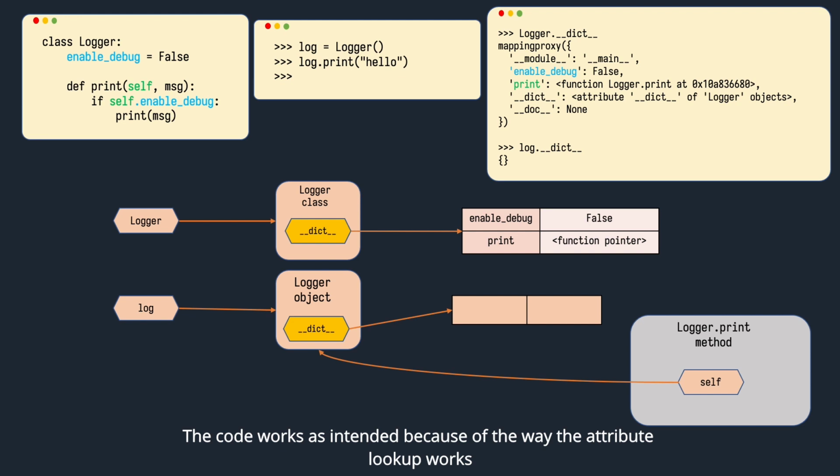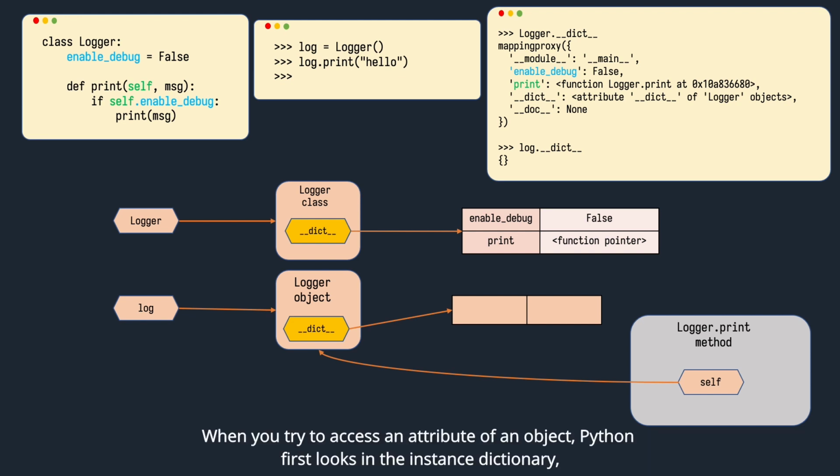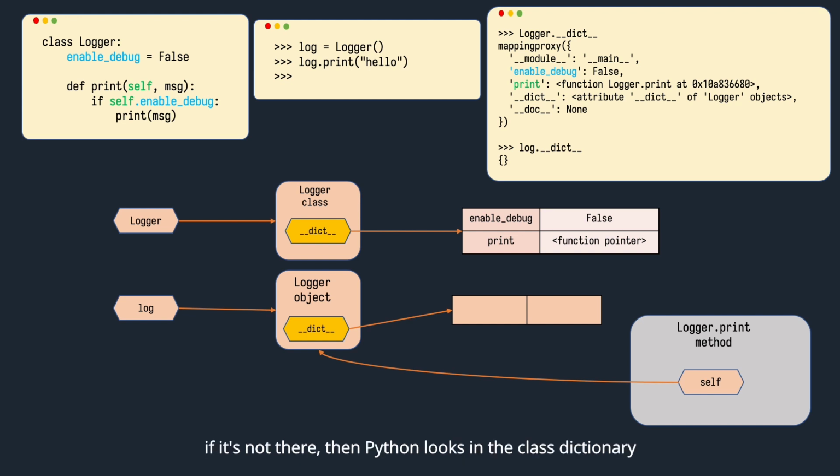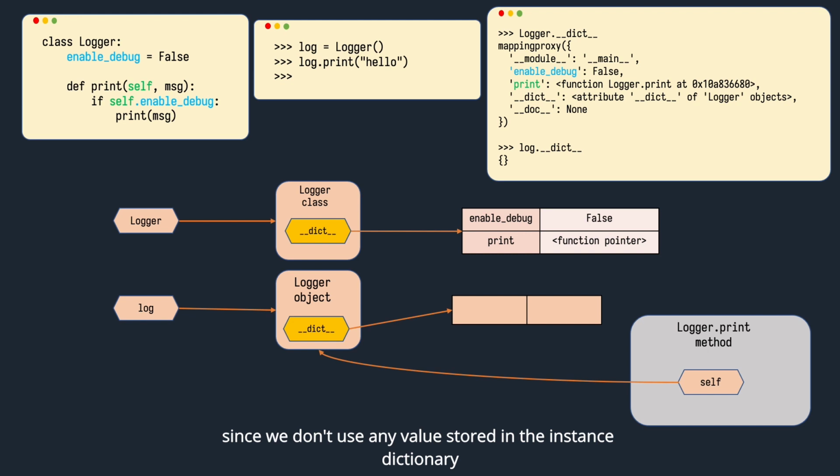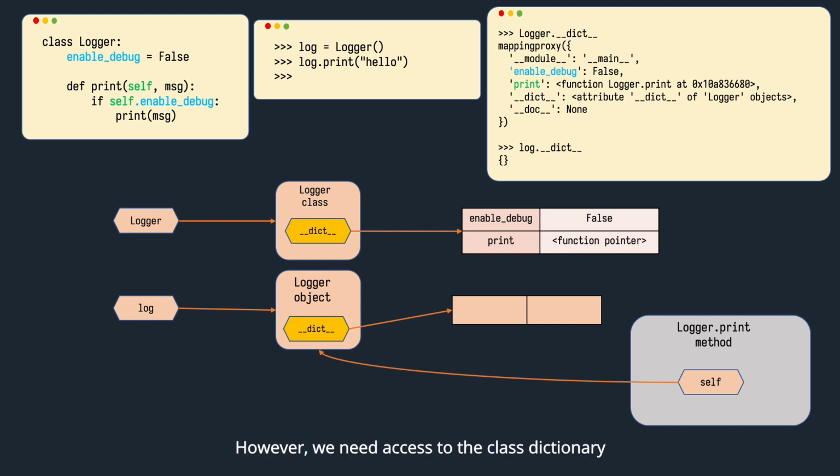The code works as intended because of the way attribute lookup works. When you try to access an attribute of an object, Python first looks in the instance dictionary. If it's not there, then Python looks in the class dictionary. This auto-injected self reference is not needed here, since we don't use any value stored in the instance dictionary. However, we need access to the class dictionary.